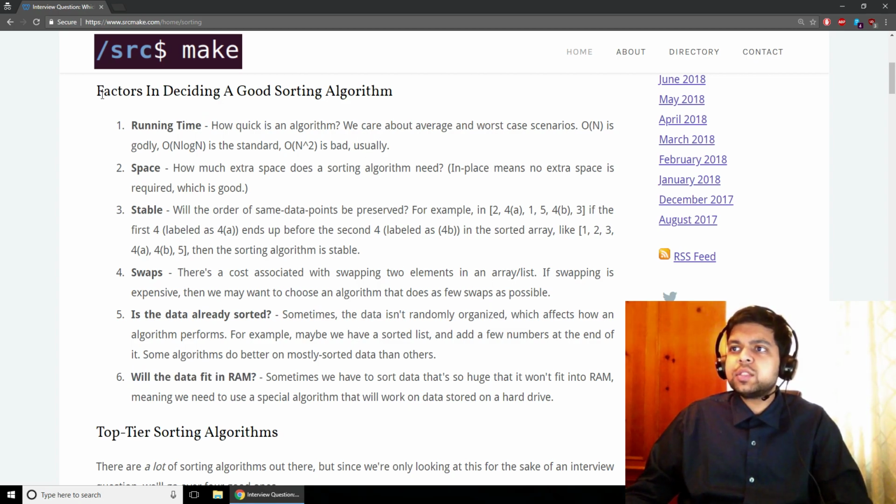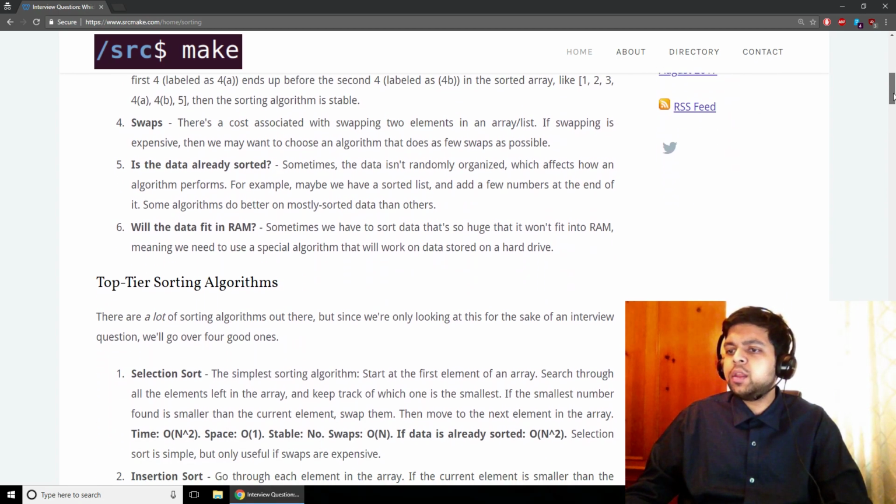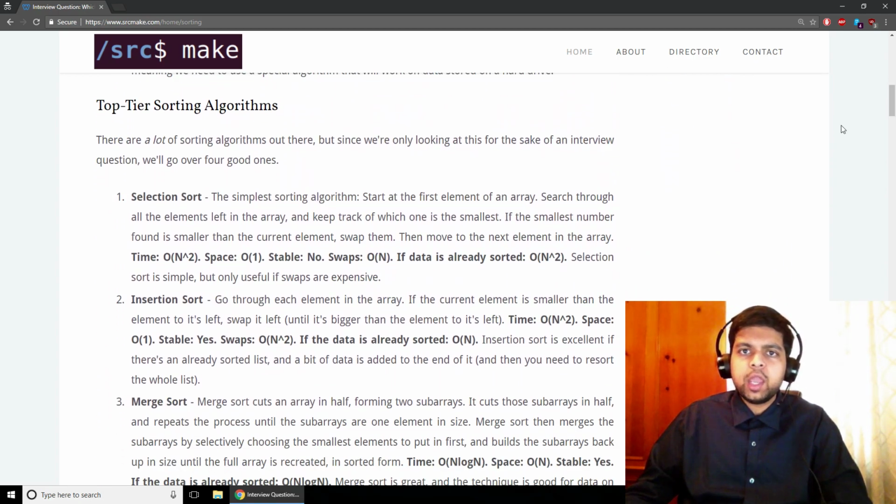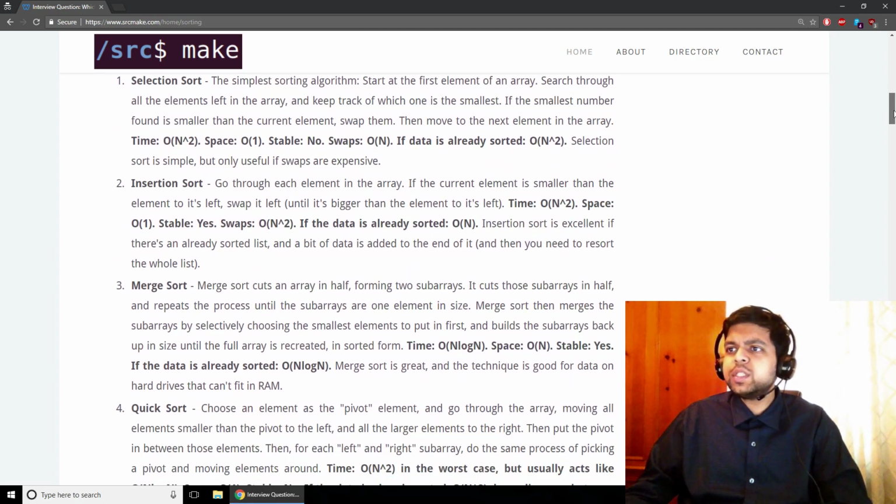So those factors decide which sorting algorithm we actually need. So what sorting algorithms are there that we should actually even consider? Well, there are 4 that we care about. There are a lot of sorting algorithms out there, but for an interview situation, you just need to know these 4. The first one is selection sort.